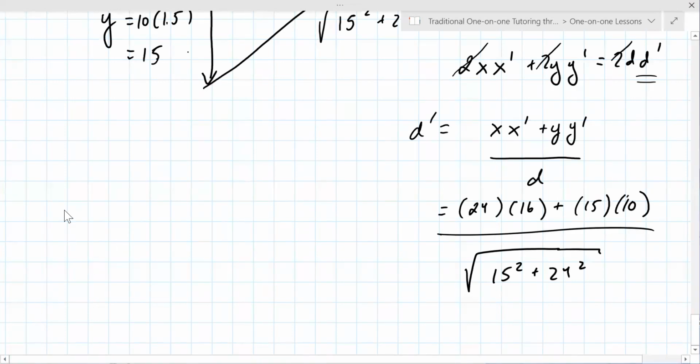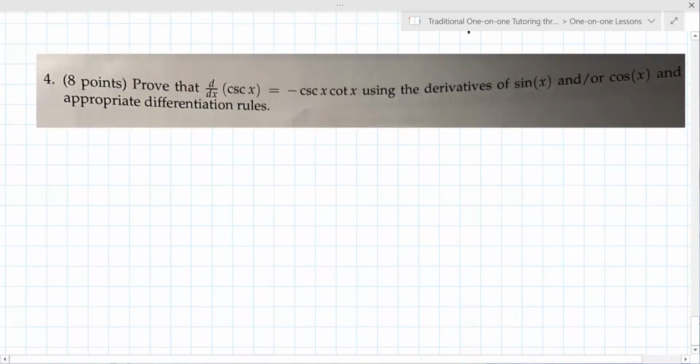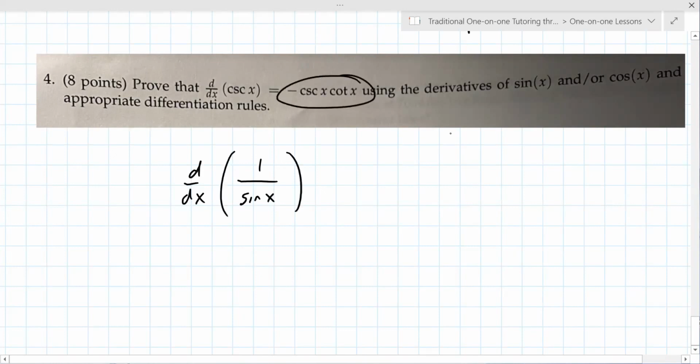Here we go. So this one, the way it reads maybe is confusing. You want to only use sine and cosine. So this cosecant is really 1 over sine x. And they're giving you the answer, but they're saying use the quotient rule for this. You can't just say, oh yeah, it equals that. You have to actually use the quotient rule on this thing in here.